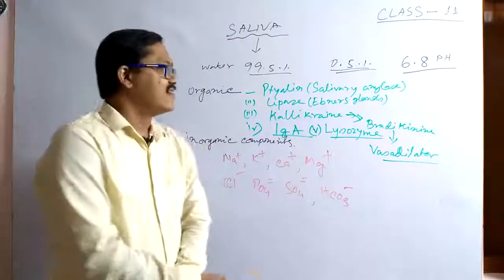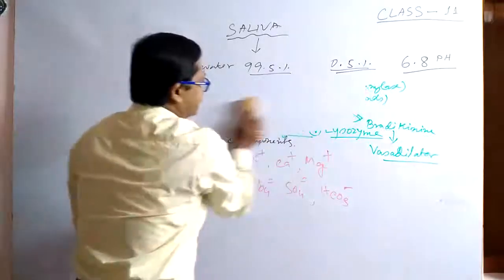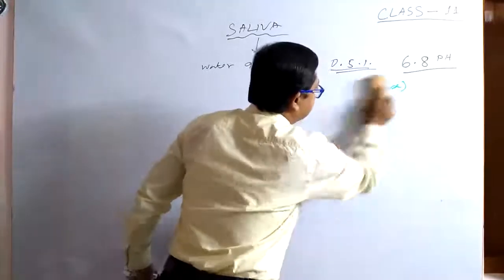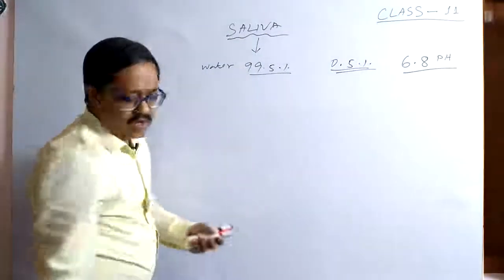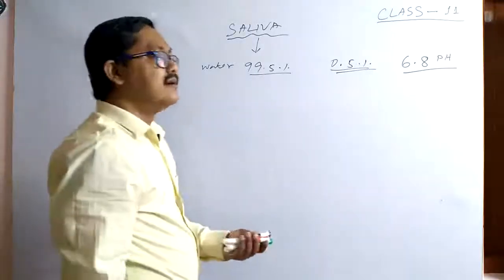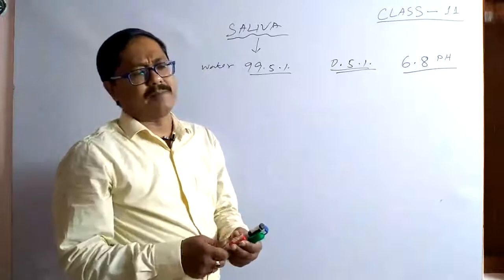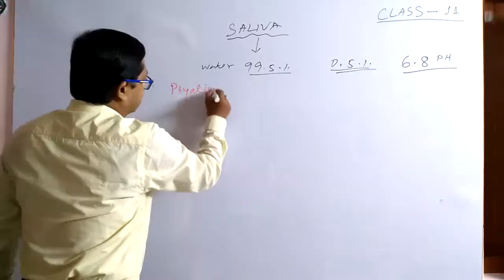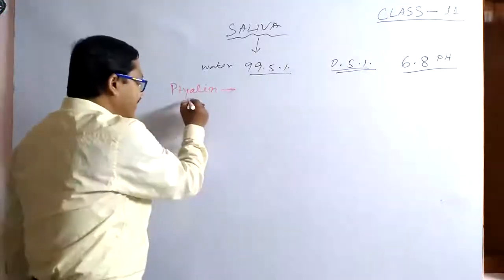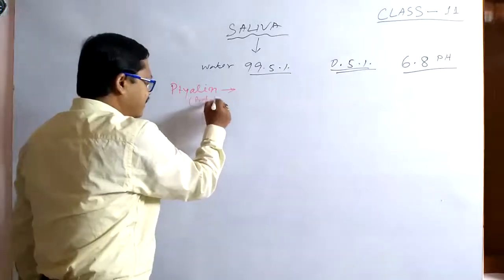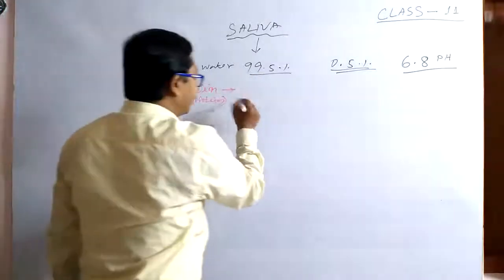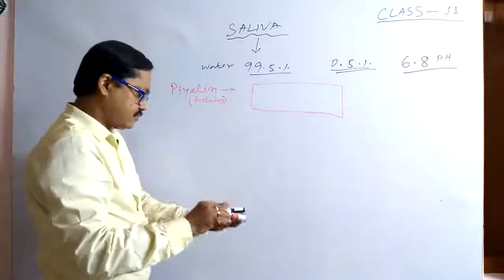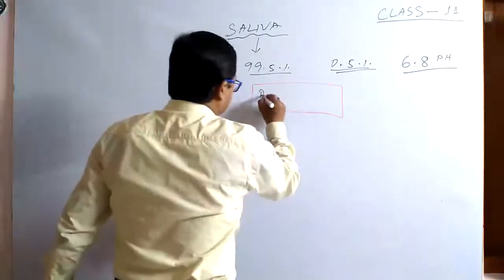What is ptyalin? Ptyalin is an enzyme. This is the main carbohydrate digesting enzyme present in the saliva. No protein digesting enzymes are present here, and only some lipase. Ptyalin is a protein enzyme. The substrate is boiled starch.